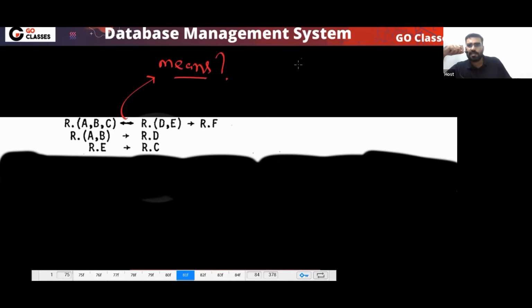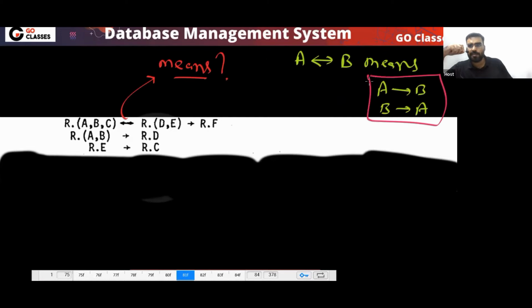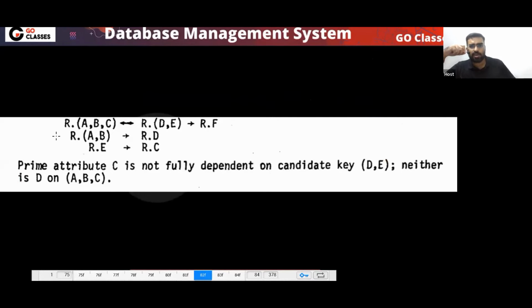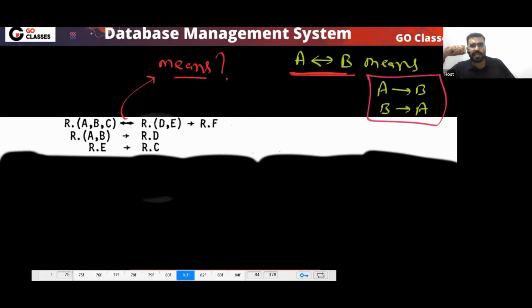When I write it like this, with alpha, this means that A can determine B and B can determine A. Is this clear? This is the original paper of Codd, and this example is given in this paper. So A determines B and B determines A.